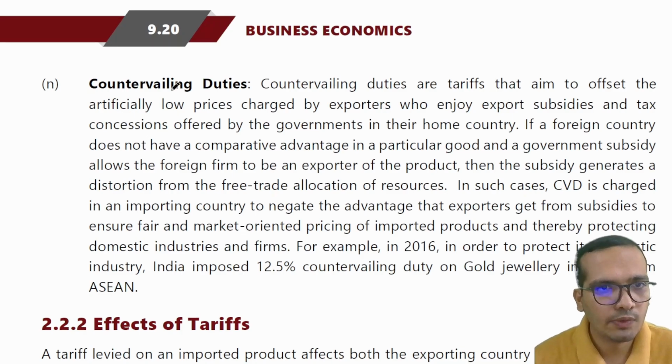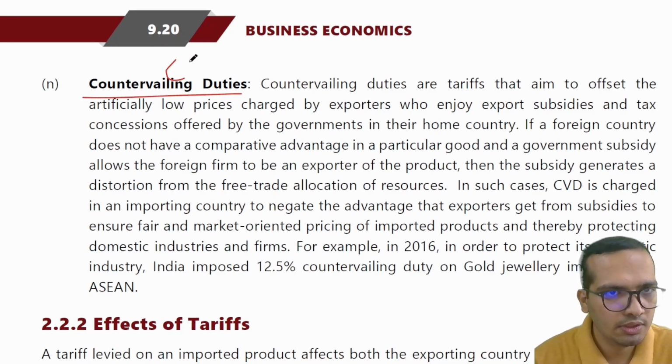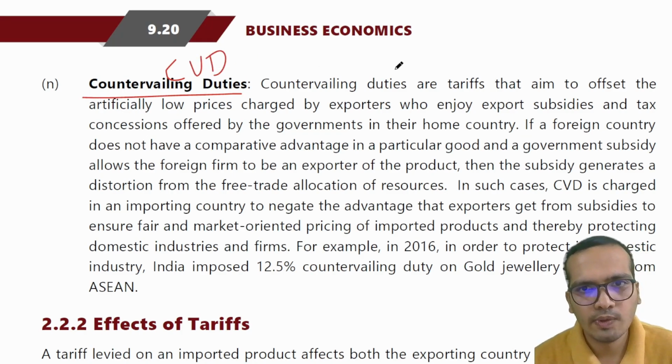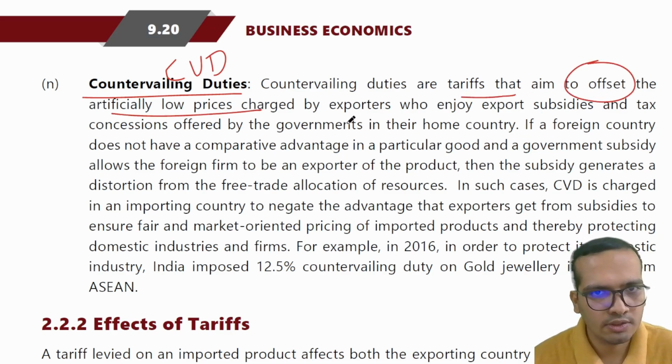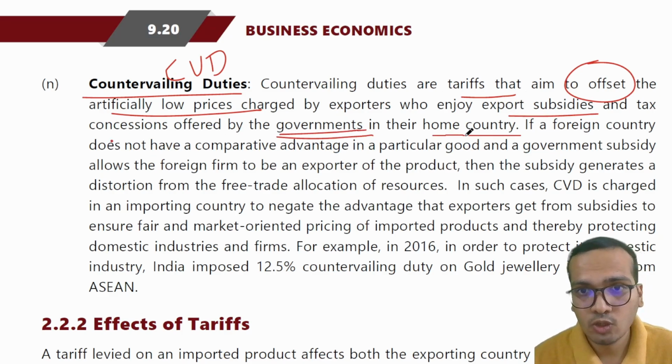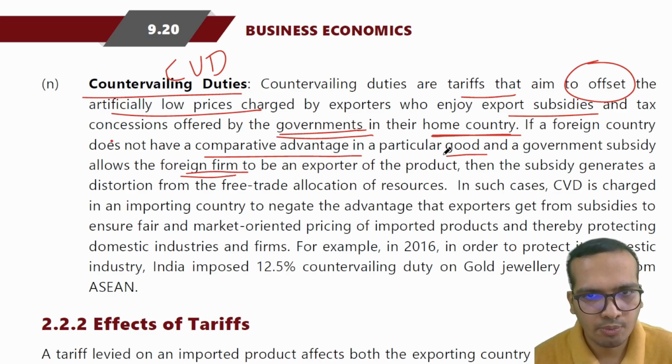फिर आता है काउंटरवेलिंग ड्यूटीज, इसको बोलते हैं CVD. Countervailing duties are tariffs that aims to offset the artificially low prices charged by exporter who enjoys export subsidies and tax concession offered by the government in their home country. If the foreign country does not have a comparative advantage in a particular good and the government subsidy allows the foreign firm, मतलब जो exporter है, to be an exporter of the product, then the subsidy generates a distortion from the free trade allocation of resources.